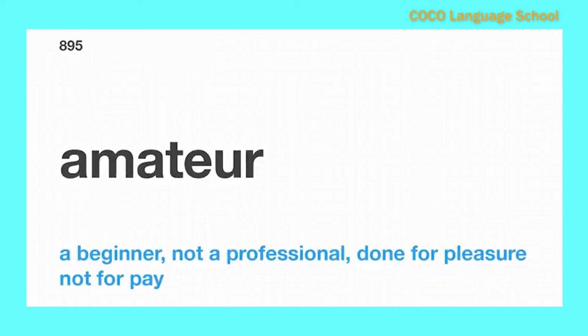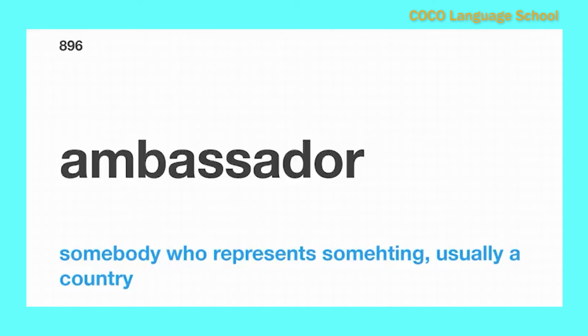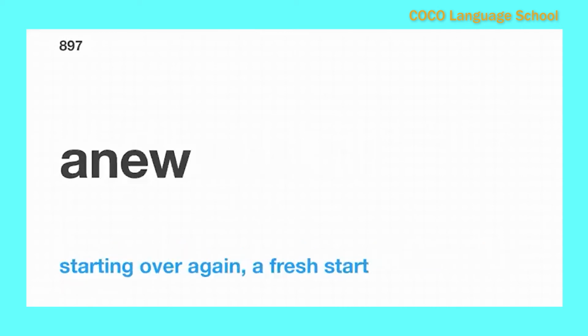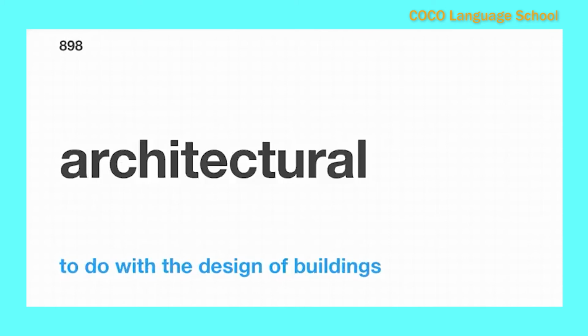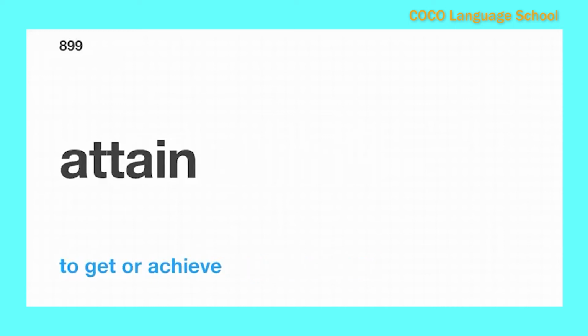A beginner, not a professional, done for pleasure, not for pay. Amateur. Somebody who represents something, usually a country. Ambassador. Starting over again, a fresh start. Anew. To do with the design of buildings. Architectural. To get or achieve. Attain.